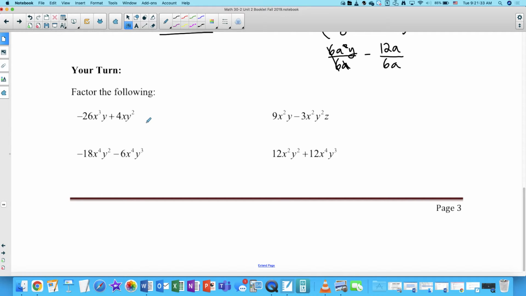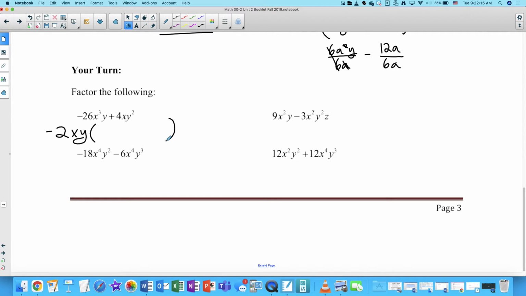Okay, so if you look at 26 and 4, what's the greatest factor between those two numbers? 2. But instead of factoring out a 2, I'm going to factor out a negative 2. Okay, and then between x cubed and x, how many x's can I take out? 1. Because this one has 3 of them, this one has 1 of them. I can only take out 1 because they both have 1, right? Or at least 1, I should say. And then between y and y squared, how many y's can I take out? 1. Okay, so this is my GCF.